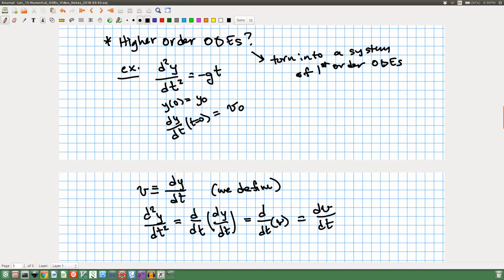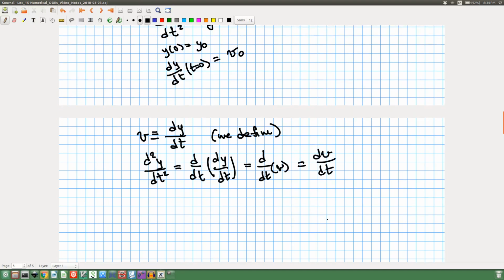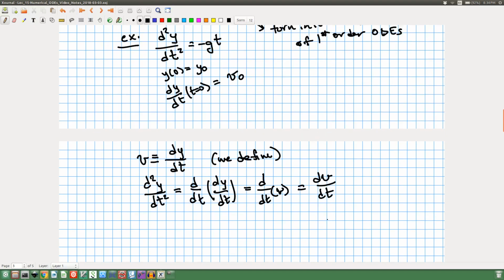That's a first derivative. So I can take that. Let's try and keep my other equation up there. Now I have an equation that says dv/dt equals minus g t.